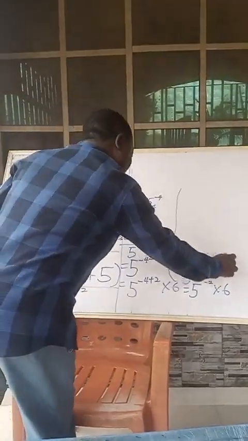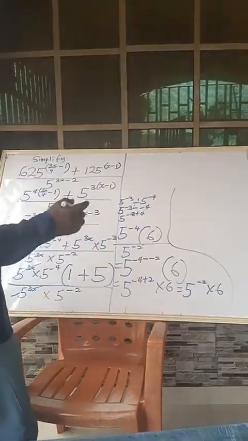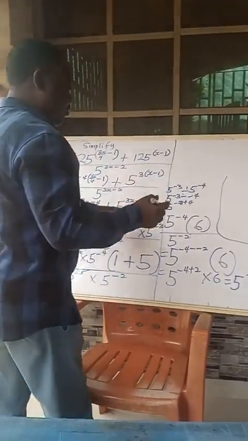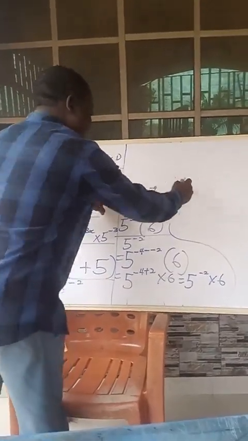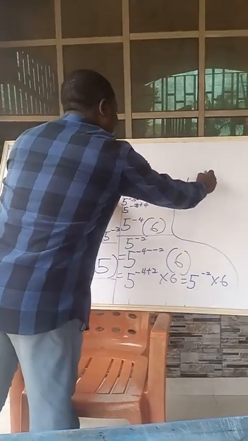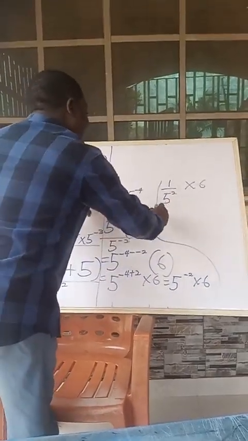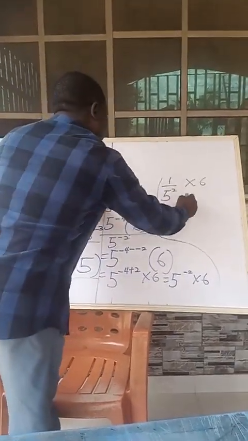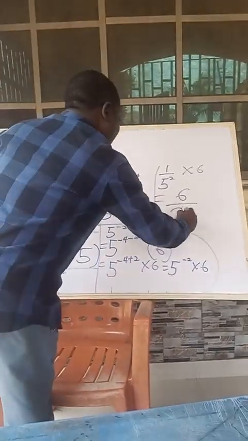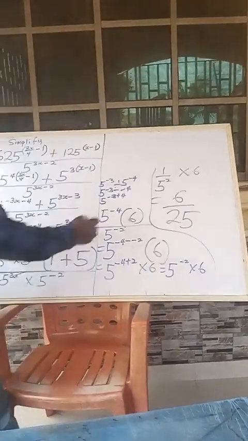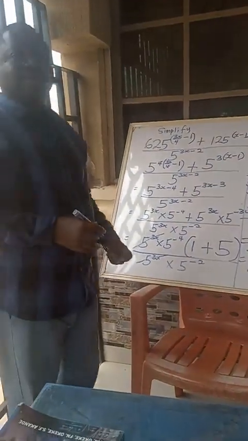Again, according to one of the laws of indices, 5 raised to power minus 2 is rewritten as 1 over 5 raised to power of 2. Then times 6. And the final answer is 1 times 6, 6 over 5 raised to power of 2, which is 6 over 25. That is the final answer.